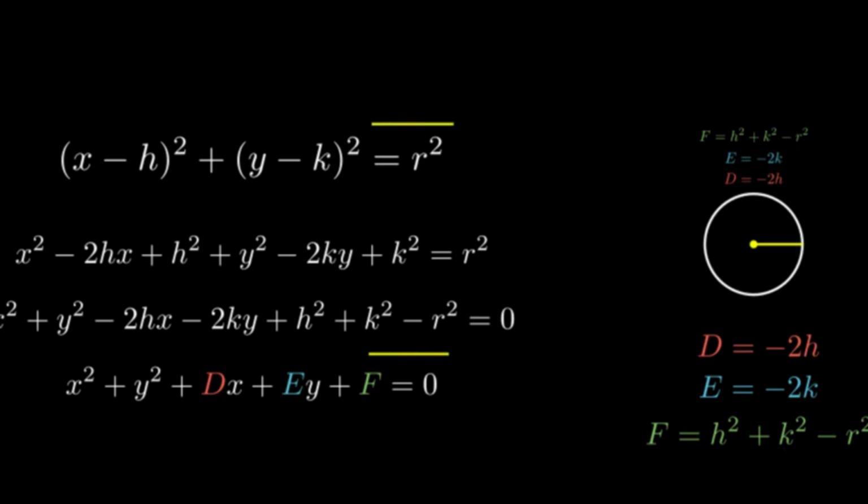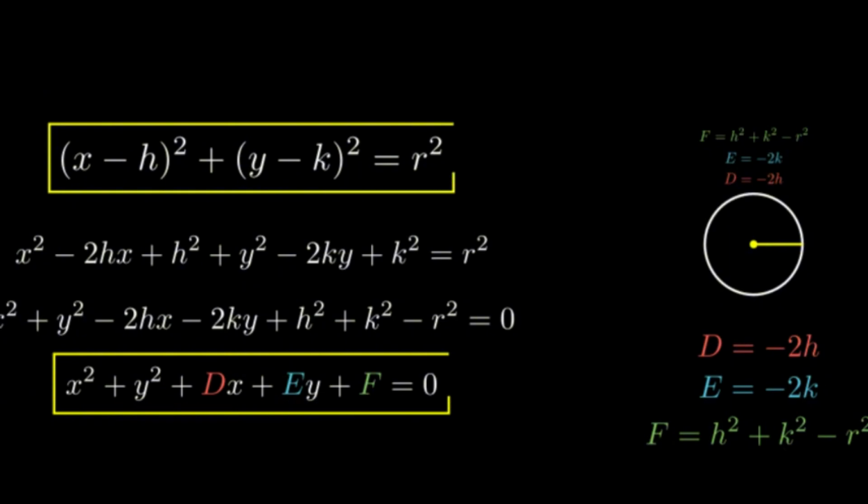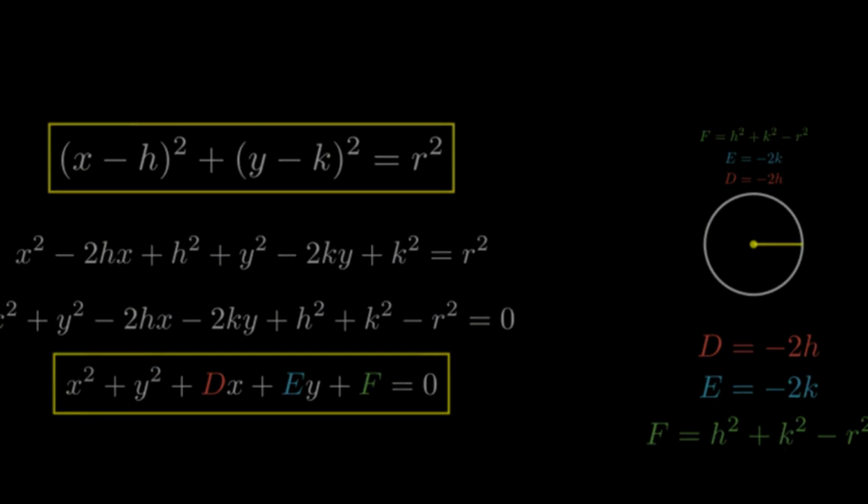If we know the values of d, e, and f, we can convert back to the standard form by determining h, k, and r. For instance, h equals negative d divided by 2, k equals negative e divided by 2, and r can be calculated from f once we know h and k. We've now fully transformed the standard form of a circle equation into its general form. While the standard form makes the center and radius explicit, the general form is often more useful in analytical geometry and when solving systems of equations.